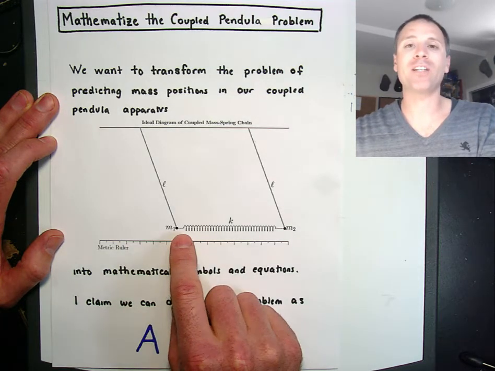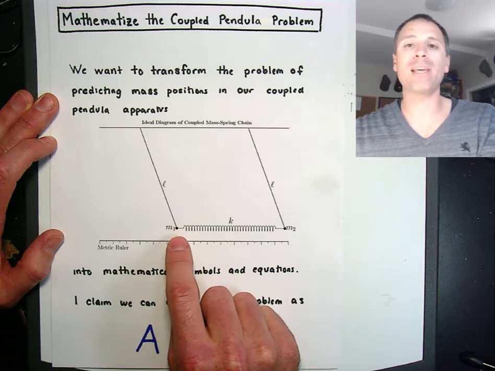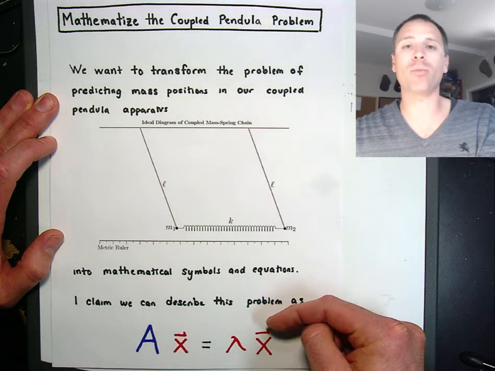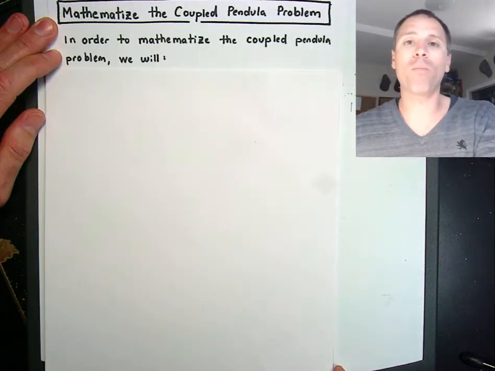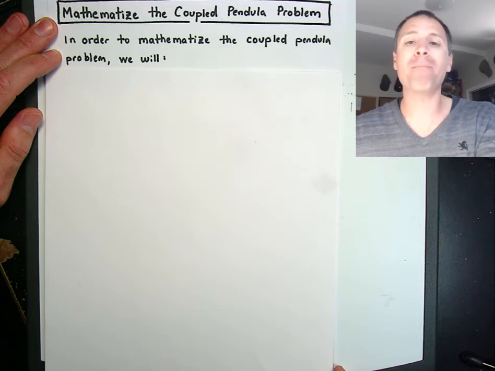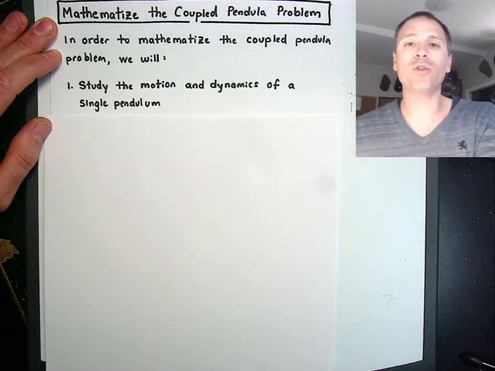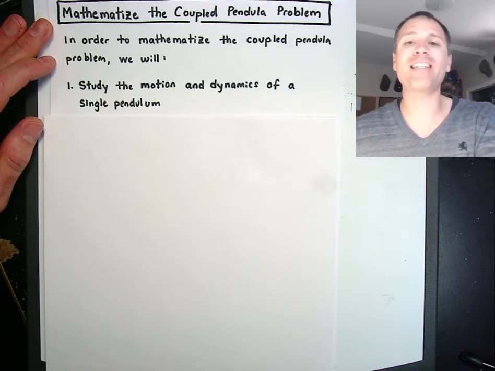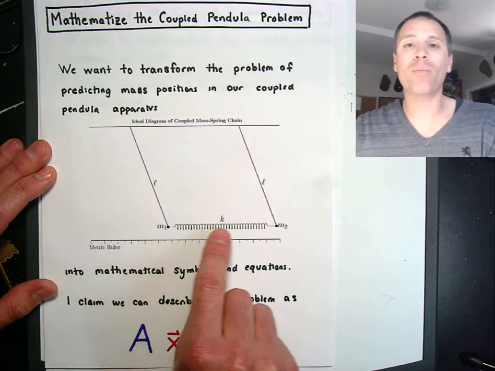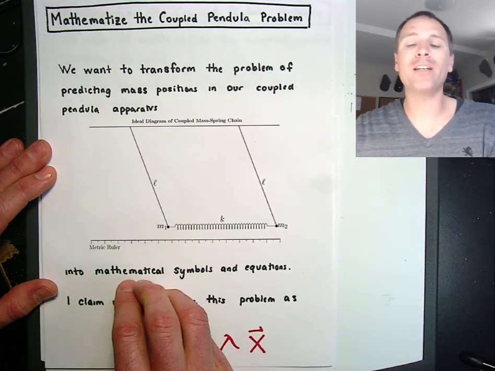That process of translating the real problem into a mathematical ideal problem is known as mathematization. For the coupled pendulum problem, we're going to have 5 steps with some substeps to mathematize that problem. The first thing that we're going to do is study the dynamics of a single pendulum that is not connected to anything else. In other words, when studying a very hard problem, we break that problem into pieces.